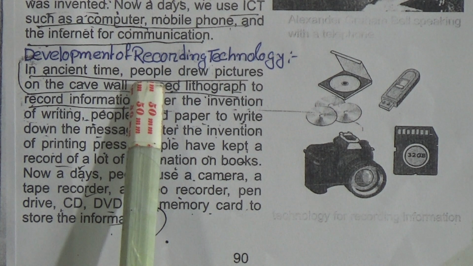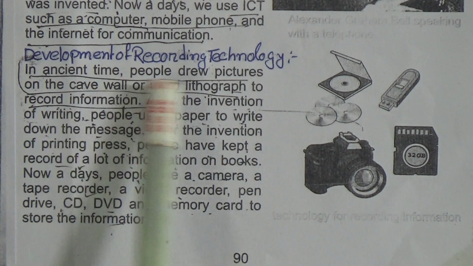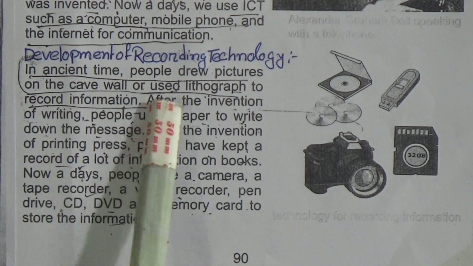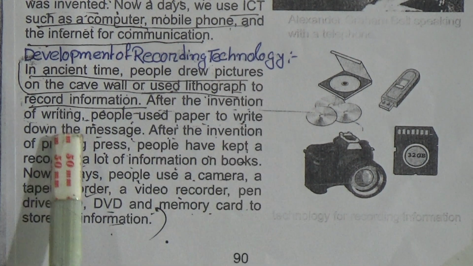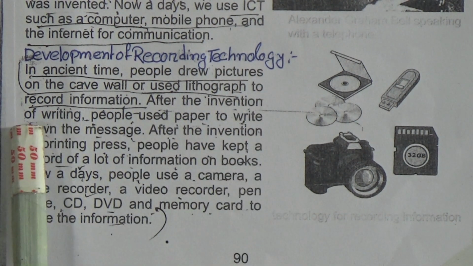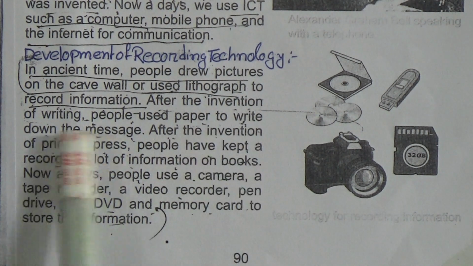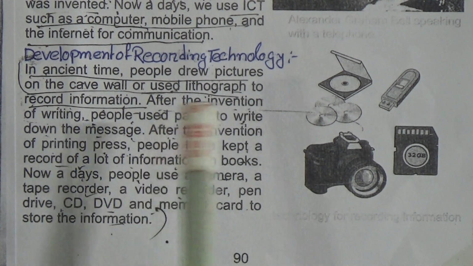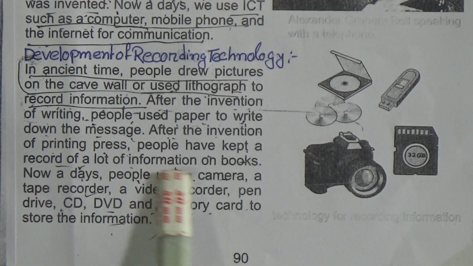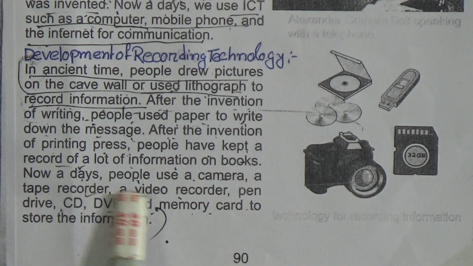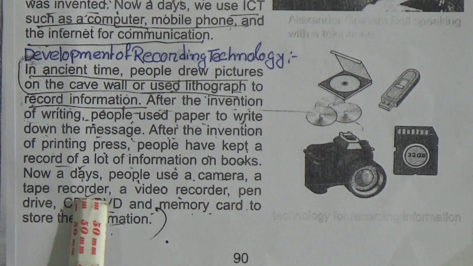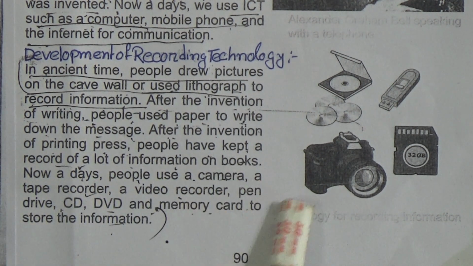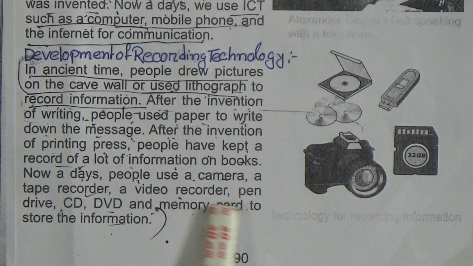Now, development of recording technology. In ancient time, people drew pictures on the cave wall or used the lithograph to record information. After the invention of writing, people used paper to write down the message. After the invention of the printing press, people have kept a record of a lot of information in books. Nowadays, people use a camera, a tape recorder, a video recorder, pen drive, CD, DVD, and memory card to store the information.